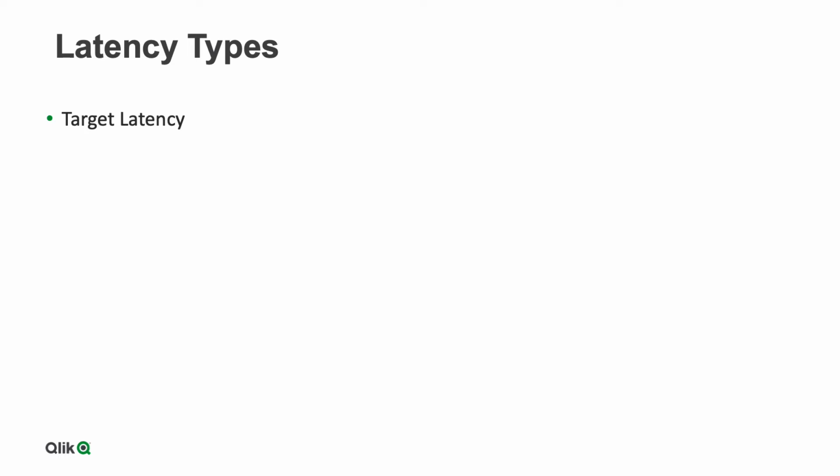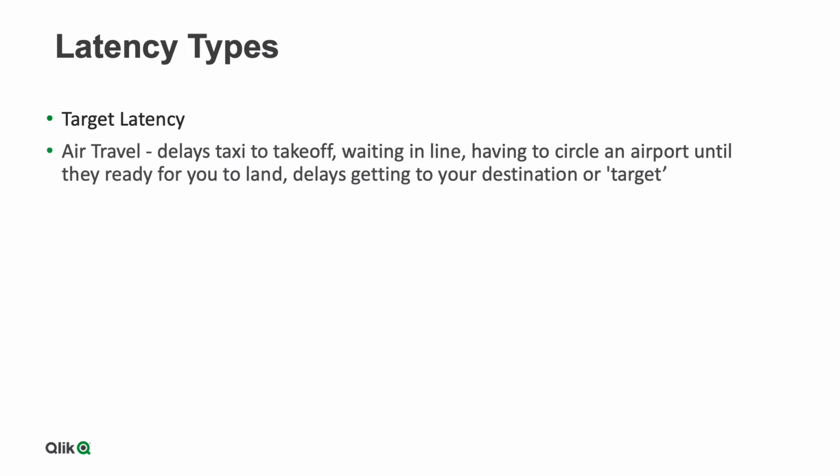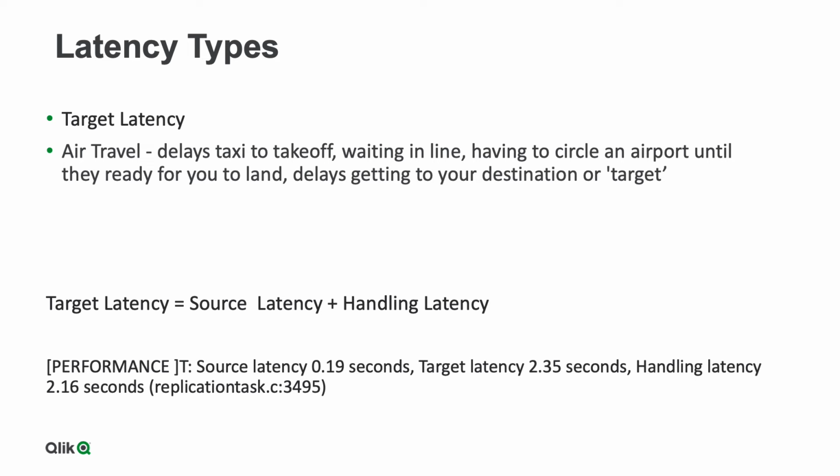The last type is target latency. So this is any delay in getting the data from the processing stage to the target. Mm-hmm. And you can think of the target latency as the source latency plus the handling. And here you can see this performance trace logging, which is that target latency of 2.35 seconds is the sum of the handling and the source latency. Right. Because ideally that would be almost instant, but when things slow it down, that's where latency comes from.